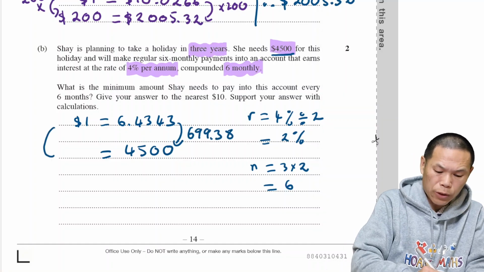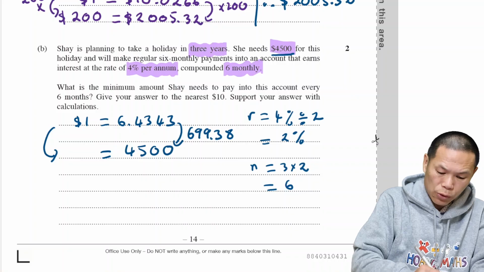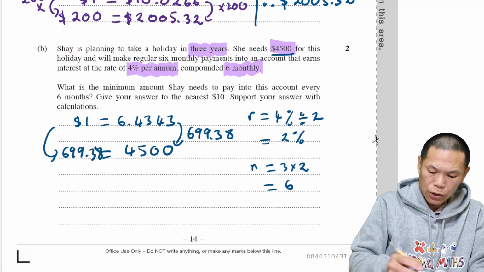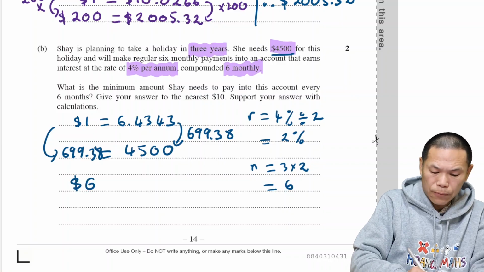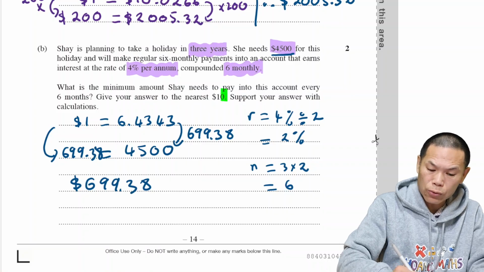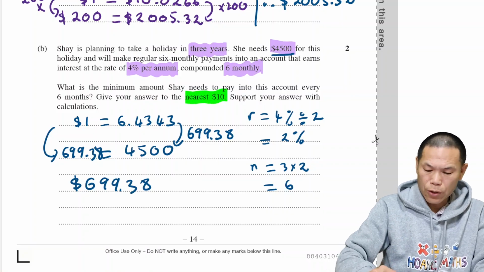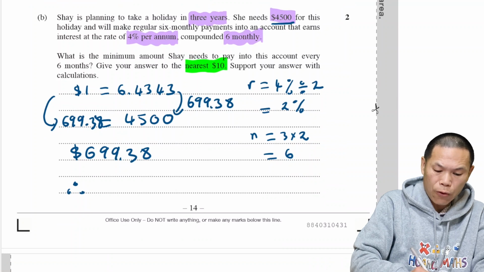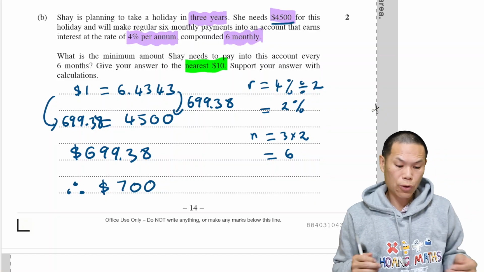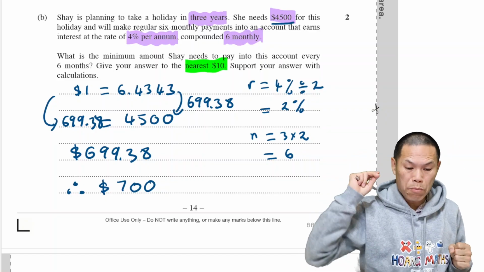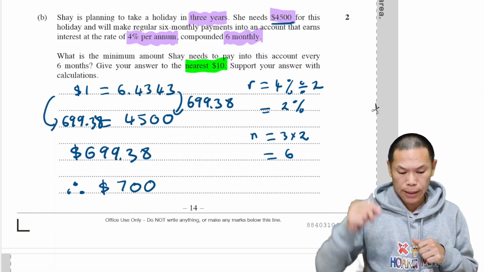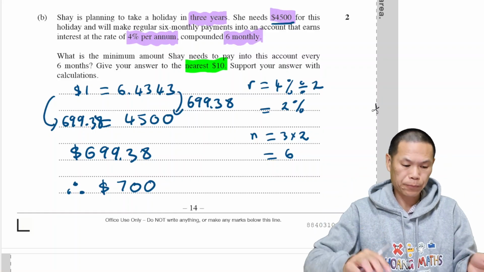And from here to here, we times the same number. So that will give me 699.38. So that is $699.38. But the annuity is correct to $10. So therefore, the annuity is, I just write this down. Therefore, round up to $10. So that gives me 700. So there you go. The minimum amount that Shay needs to pay every 6 months is $700. So keep that in mind.